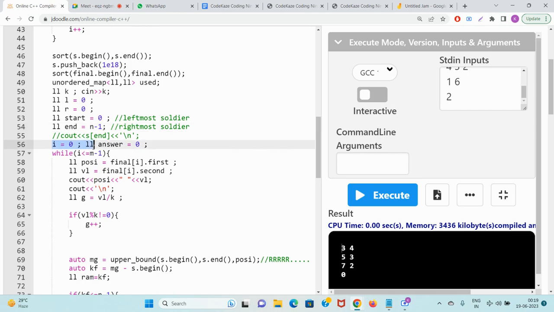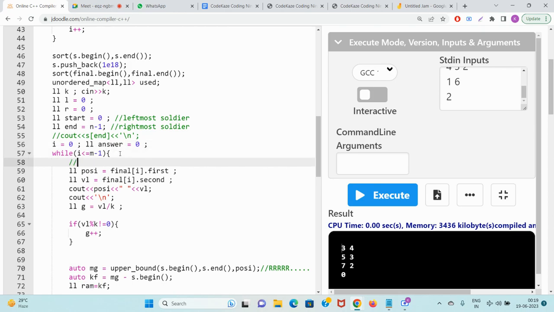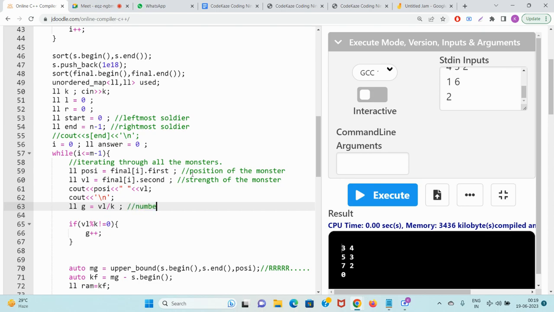Now I'm iterating through all the monsters. Okay, here I am iterating through all the monsters. See, what do I do first? I calculate the position of the monster. Then the strength of the monster. Then I print the position and strength of the monster. Then I compute the number of arrows required to kill it.